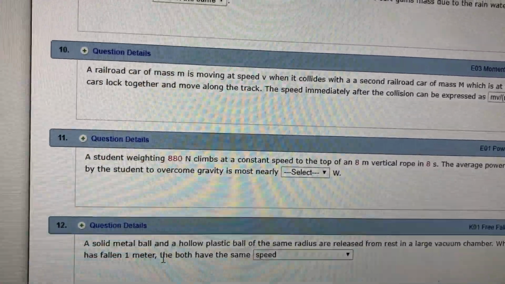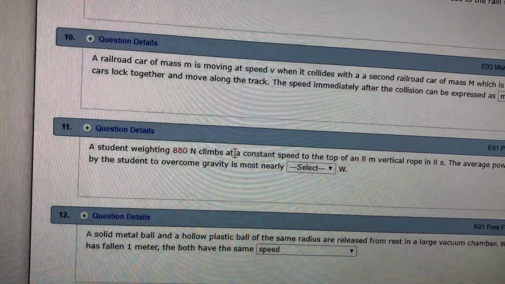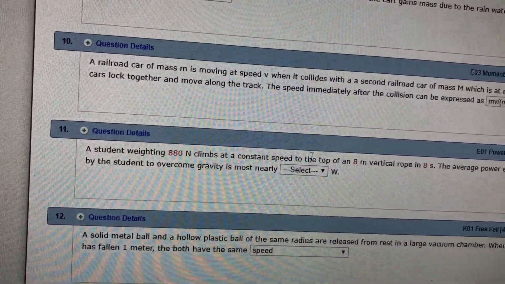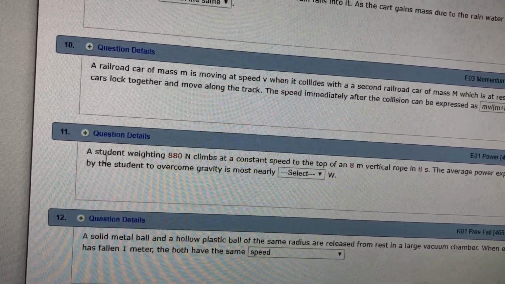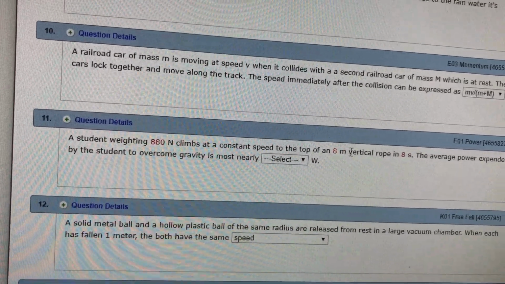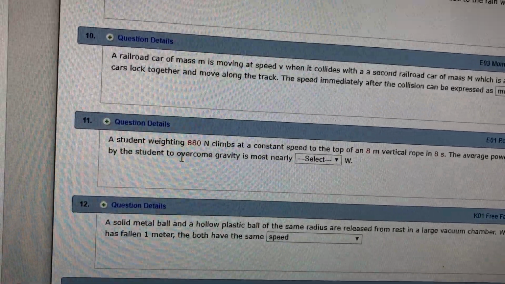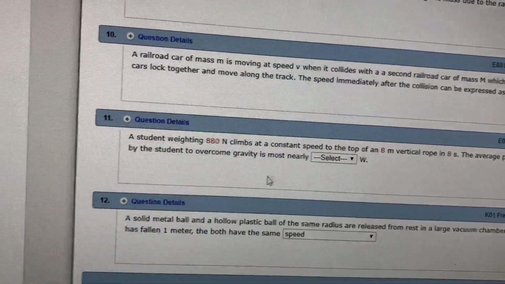In 11, a student weighing 880 newtons climbs a rope at a constant speed to the top. Student weighing 880 newtons climbs at a constant speed to the top of an 8-meter vertical rope in 8 seconds. The average power expended by the student to overcome gravity is most likely.